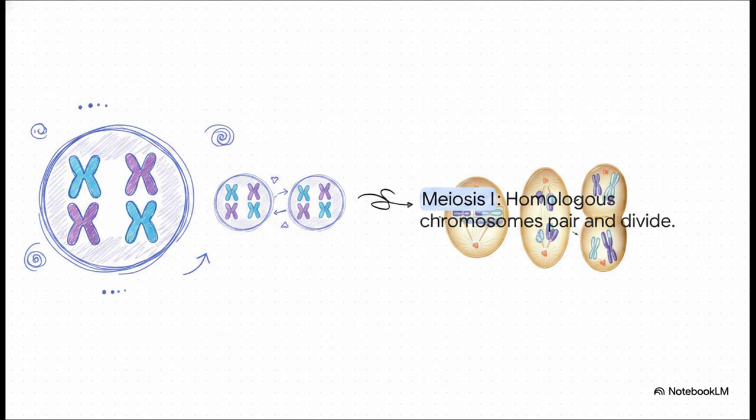Meiosis is a highly specialized series of two divisions. In meiosis I, the first meiotic division, the cell takes a different path. Instead of just lining up individual chromosomes, it pairs up matching, or homologous, chromosomes. When the cell divides this first time, it separates those pairs. We call this a reduction division because it essentially cuts the total amount of genetic material right in half.